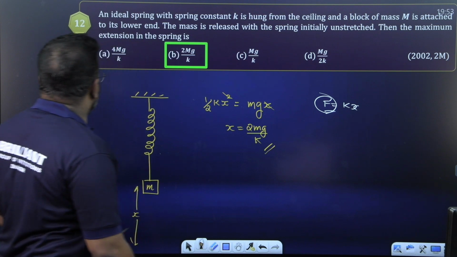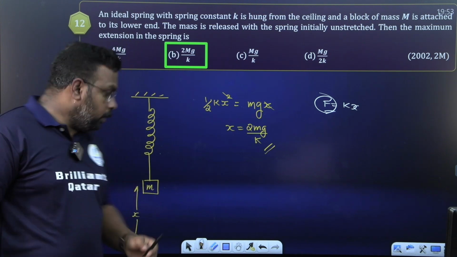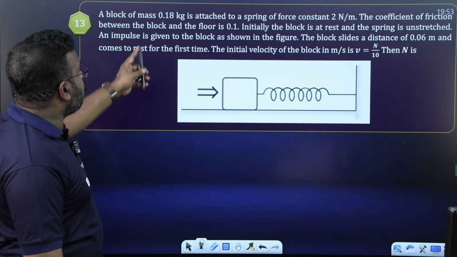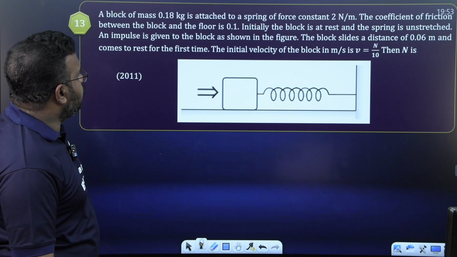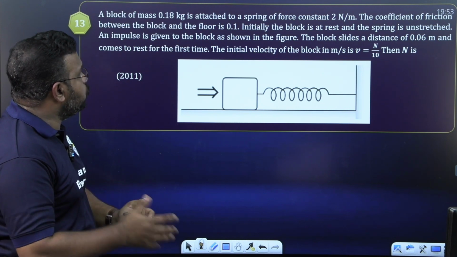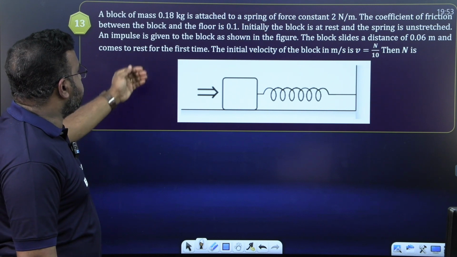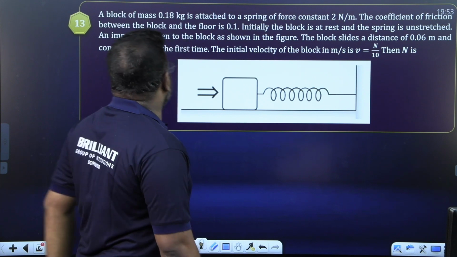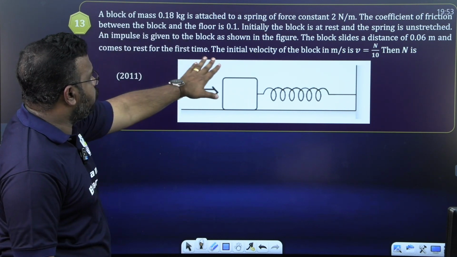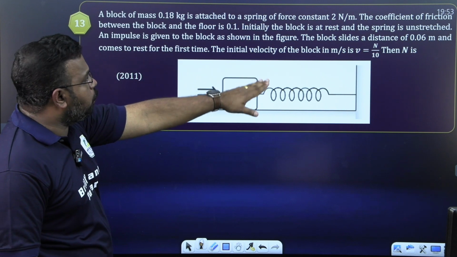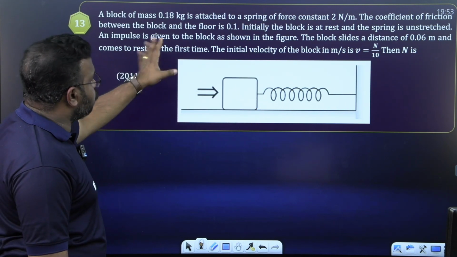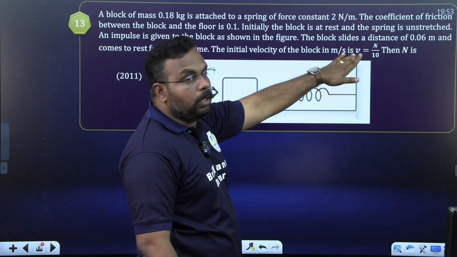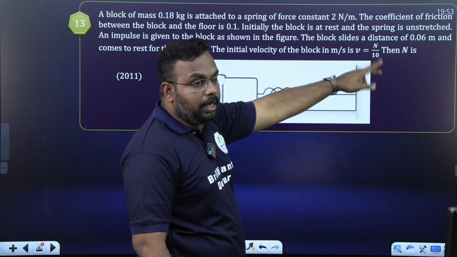So I'll be going to the next question, question number 13. Look at this. A block of mass 0.18 kilogram is attached to a spring of force constant 2 Newton per meter. The coefficient of friction between the block and the floor is 0.1. Initially the block is at rest and the spring is unstretched. An impulse is given to the block as shown in the figure. The block slides a distance 0.06 meter and comes to rest for the first time. The initial velocity of the block in meter per second is v is equal to n by 10. Then n is.